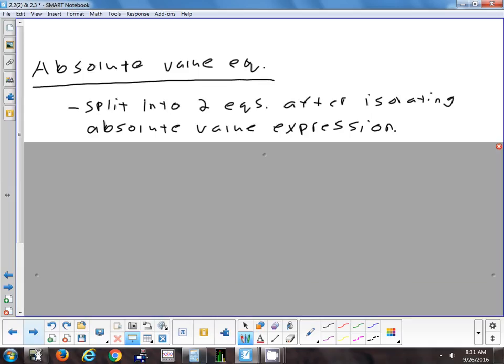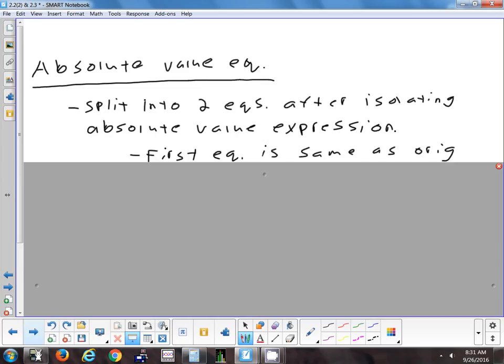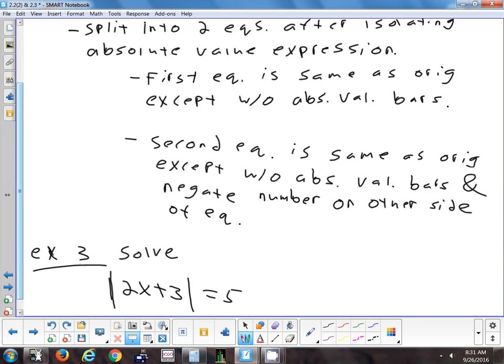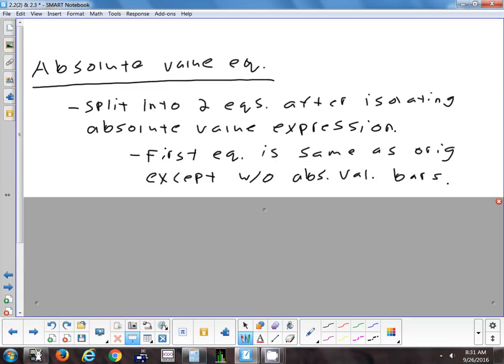All right, so another type of algebra one equation is an absolute value. Okay, some people forget a little about it, so we'll just go through it. Okay, the way you solve absolute value, which is going to look something like this, is we're going to take it and split it into two problems. Okay, the first problem you split it into is exactly the same as the original. The only thing you do is you take away the absolute value bars. So the first equation you split it into is the same as the original, except without the absolute value bars.